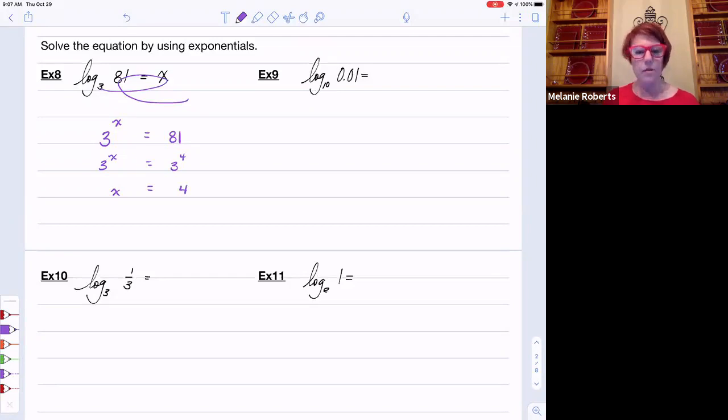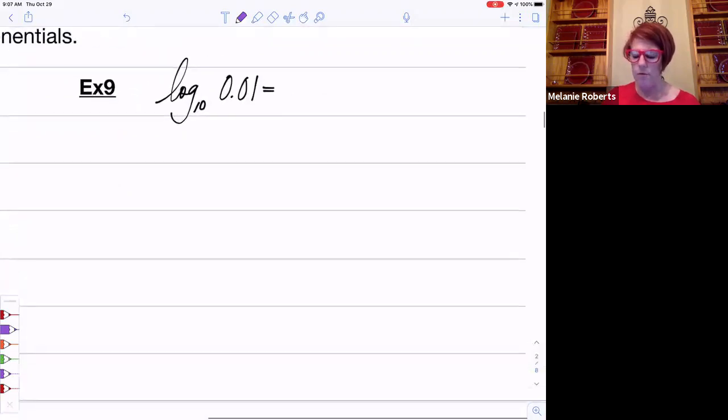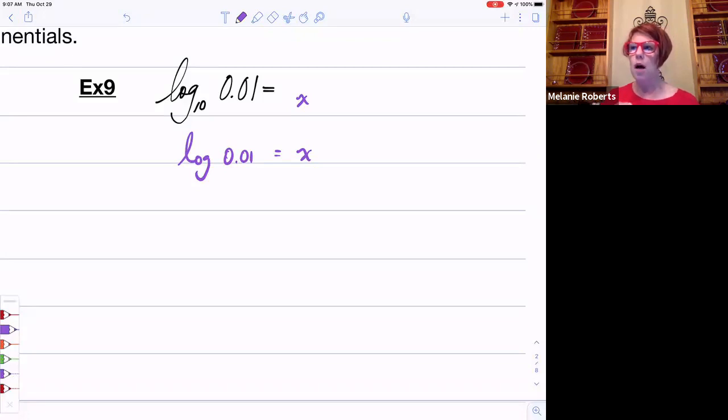For number 9, there's no x, but we can put one in there if we want to. We can say that this is x. If I were to see this, though, I probably wouldn't have written it like this. I only wrote it like this because the textbook wrote it like this. I probably would have written this as log of 0.01 equals x, because a base of 10 doesn't need to have the base written.